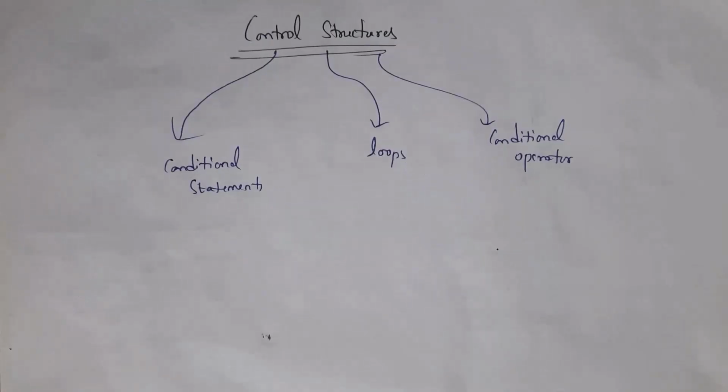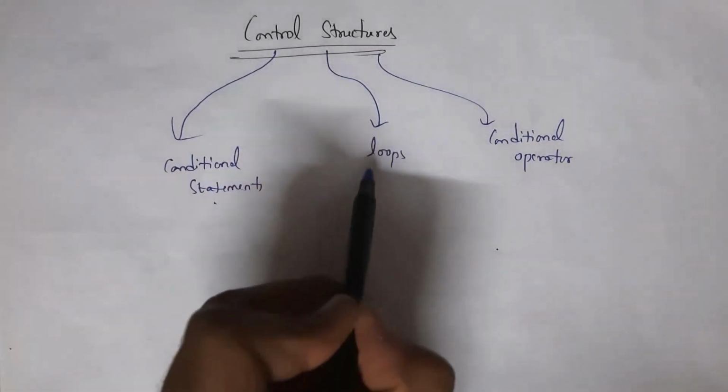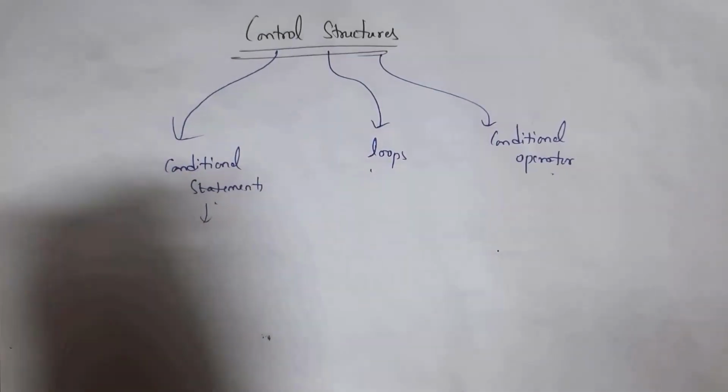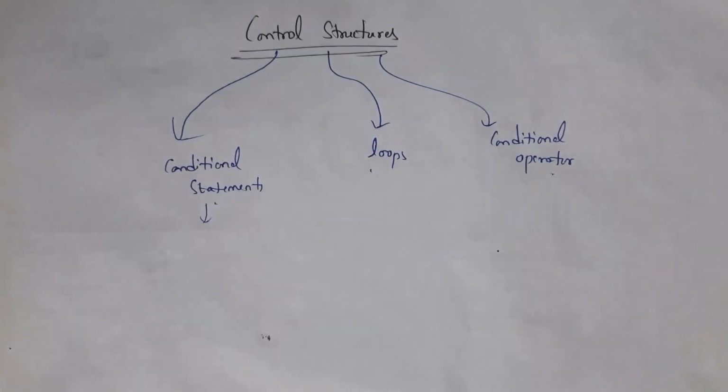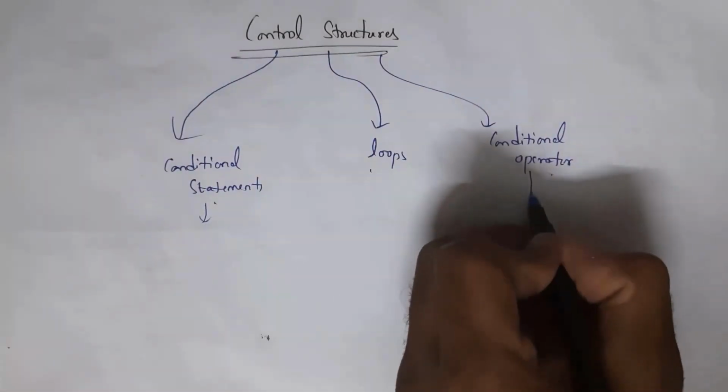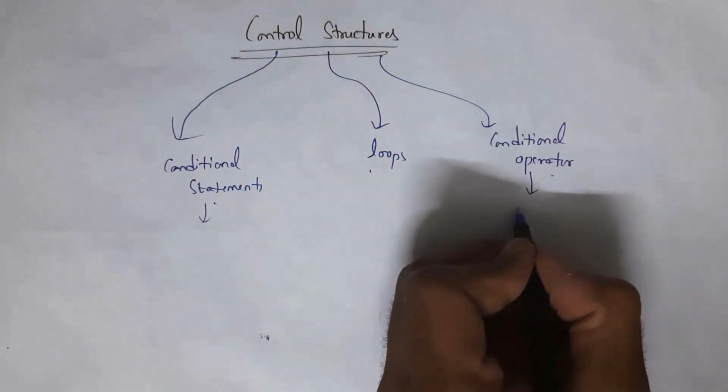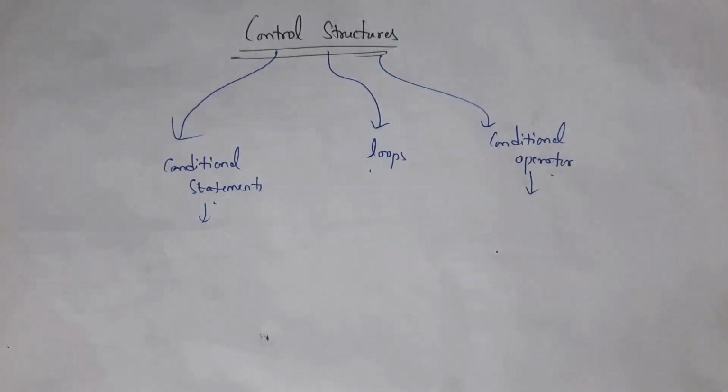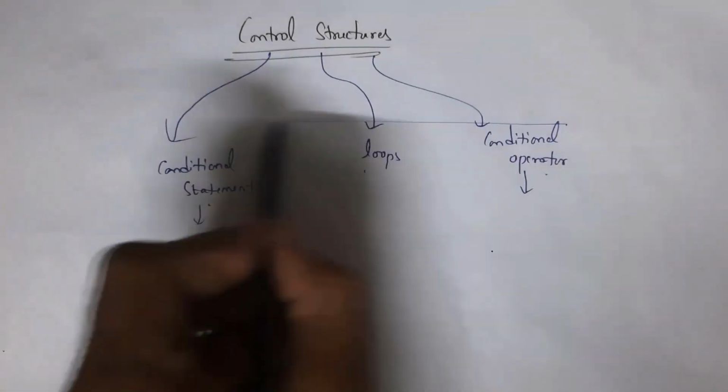Guys, in exam they may ask to explain control structures. Control structures are classified into 3 types. They are conditional statements, loops, and conditional operator. Conditional statements contain if, else, else if, switch, and nested if statements. Loops contain while loop, do while loop, and for loop. Conditional operator is nothing but the ternary operator. So whenever a control structures question comes in exam, you need to explain all this in detail.